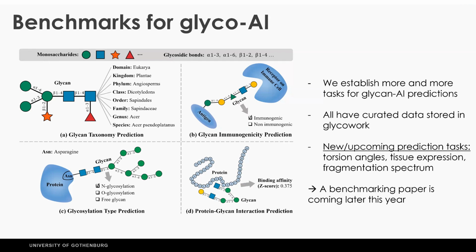So we're still developing new tasks, and we're currently working on a new benchmark that will then evaluate some different tasks. One of which I will talk about later, this torsion angle prediction, but also some others that we have data sets for, like tissue expression and mass spec fragmentation spectrum prediction. But we'll talk about that at a future date.